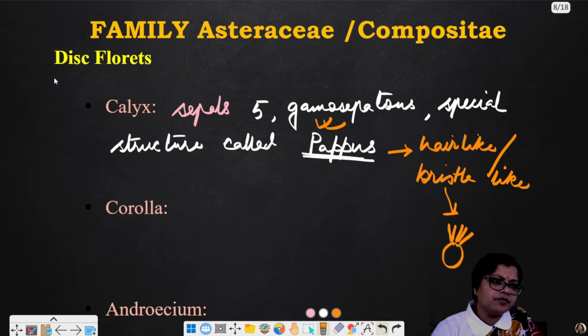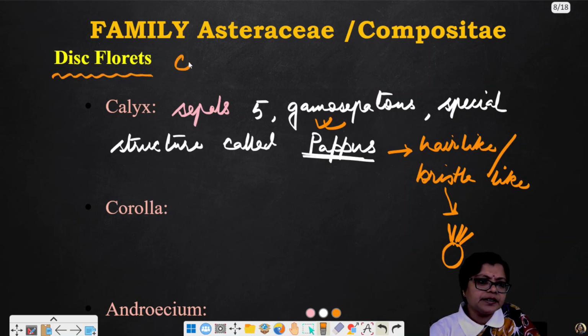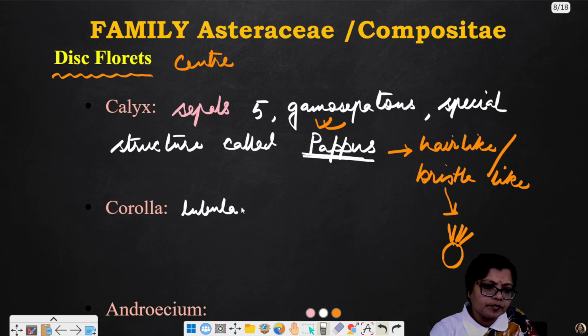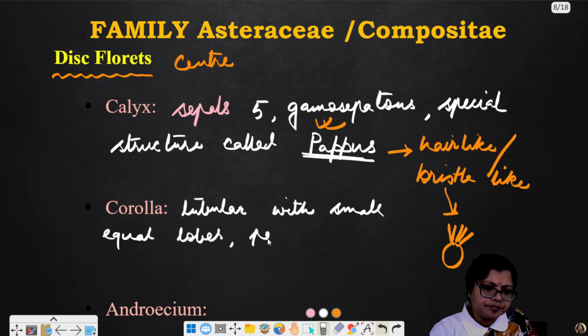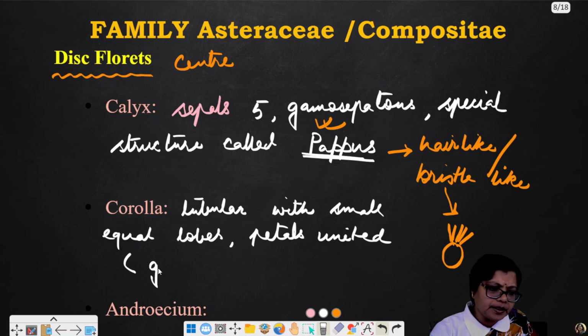Corolla: we are discussing the disc florets which are present in the center. Here the corolla is tubular with small equal lobes, and that means the petals are united. Petals united is called gamopetalous.